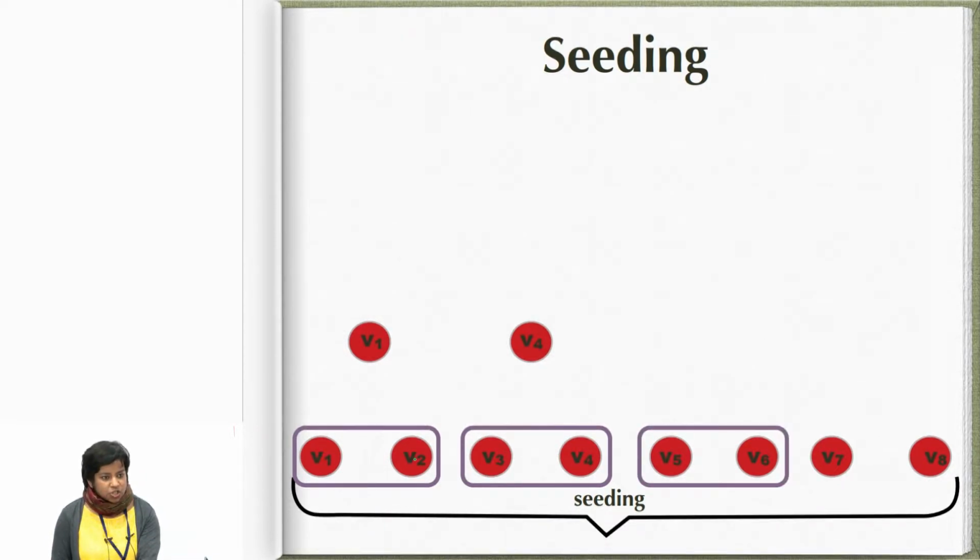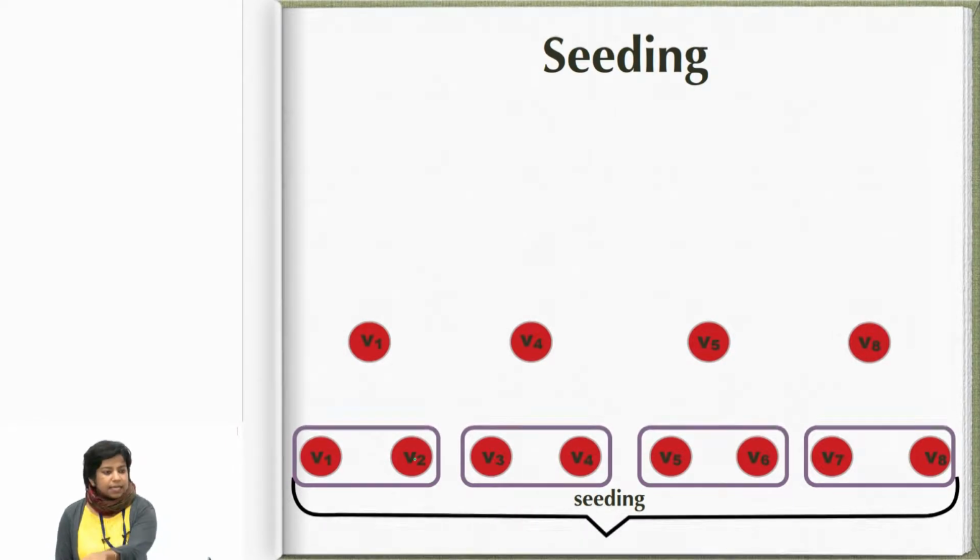The next match of the first round is held between V5 and V6. V5 wins and proceeds to the next round. And eventually, V7 and V8 play, and V8 proceeds to the next round. So the second round will be held between V1, V4, V5, V8. And now again, this is also a seeding, I'd say. This is basically a seeding for the second round.